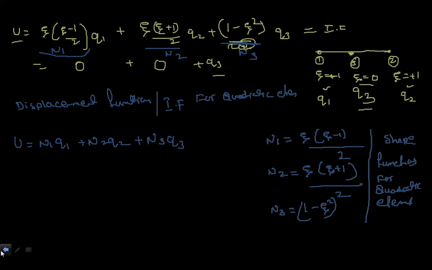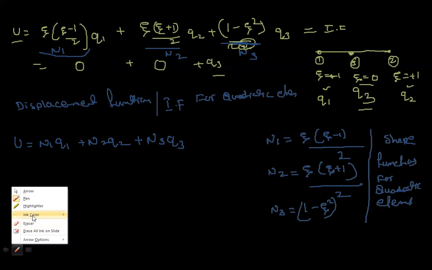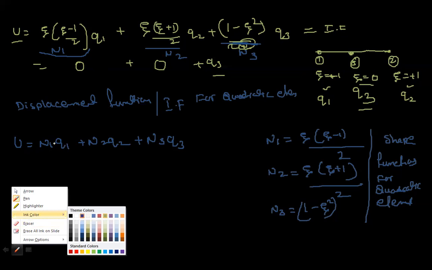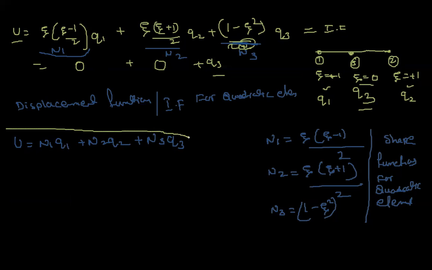This is called the displacement function or interpolation function. So this is all about the derivation of the shape function for a quadratic element. Thank you.